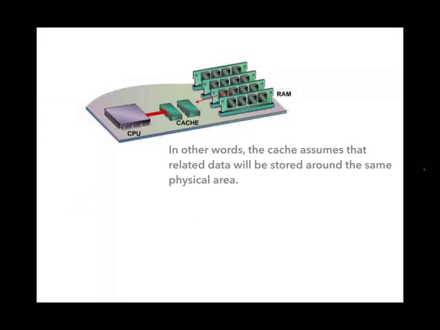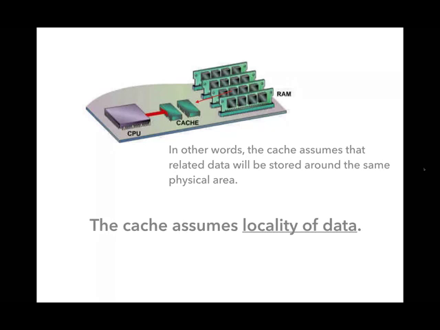In other words, when the cache loads data and puts data into the cache, it assumes, because the CPU is only asking for one memory address, the cache tries to be smart about it, but it's not too smart. It just assumes that data related to the data that you asked for, or related books to the book that you checked out, will be around the same physical area. It'll be in the same neighborhood, right? The same bookshelf. So you can say that it assumes locality of data, okay?